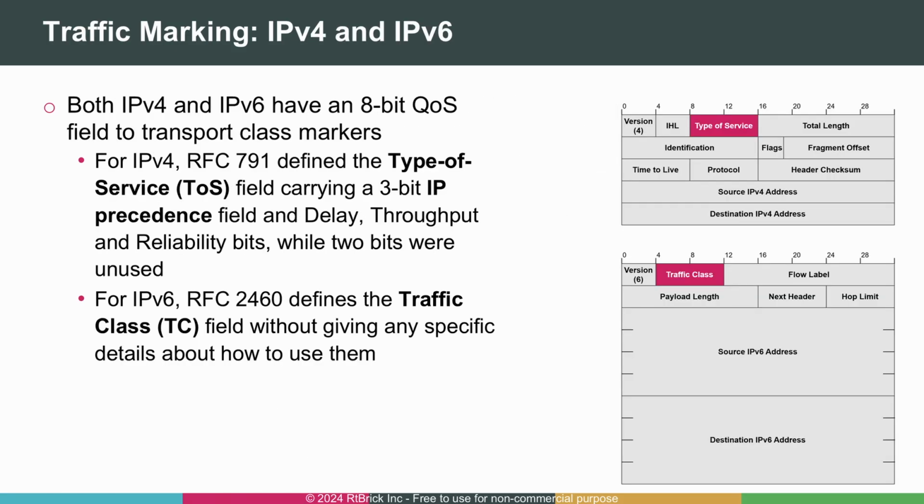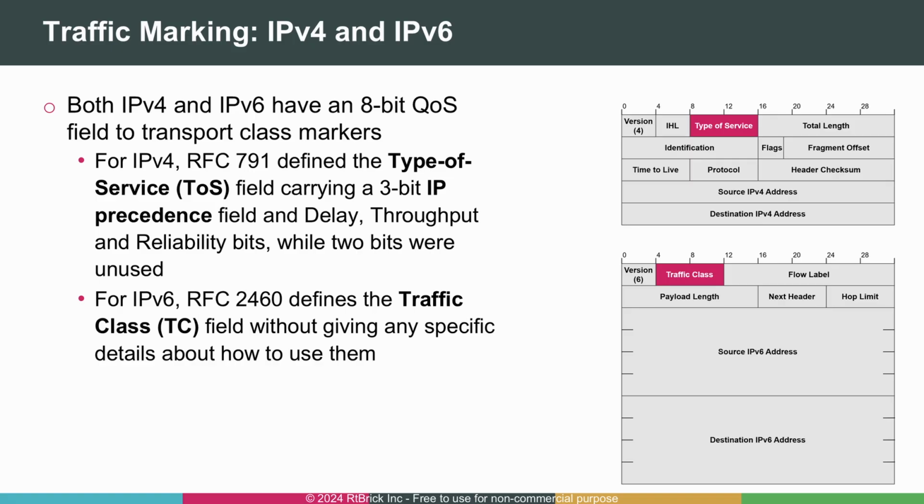Both IPv4 and IPv6 include an 8-bit QoS marker in their headers. The IPv4 header, first defined in RFC 791, named this field the type of service. The three most significant bits of the type of service field are called IP precedence, providing priority values from 0 to 7. The next 3 bits were originally used to signal delay, throughput, and reliability for active queue management, while the remaining 2 bits were unused. In contrast, the IPv6 header defined in RFC 2460 includes an 8-bit traffic class field without prescribing a specific interpretation.